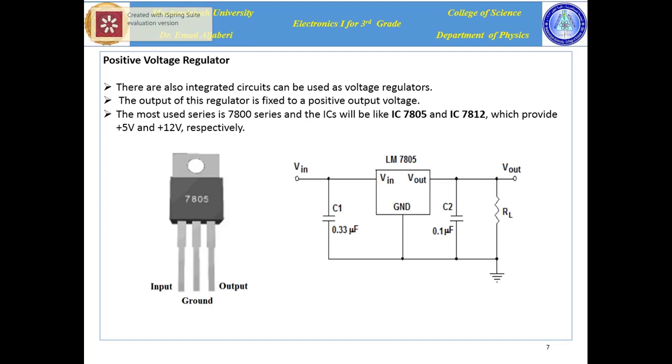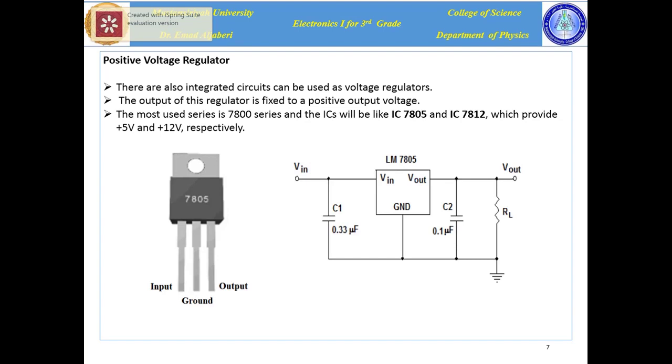Positive voltage regulator. Nowadays, there are many types of IC chips that can be used as regulators. The family is referred to by 7800. The prefix 78 means positive regulator, and the number after 78 refers to the voltage. For example, 7805 means the output will be 5 volt, and 7812 means the output will be 12 volt. This type is shown in the figure below.